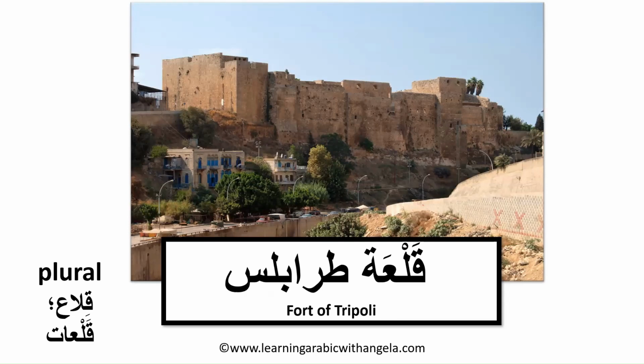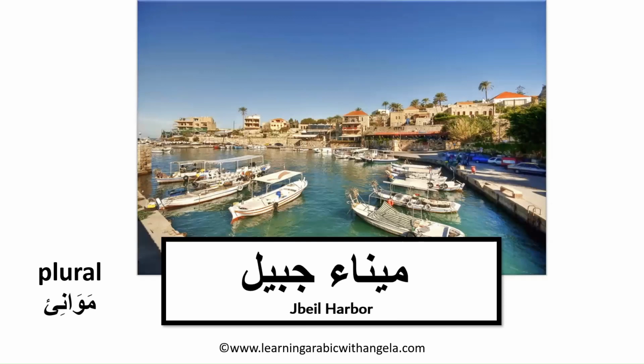A fort is قلعة. In the plural, قلاع أو قلعات. قلعة طرابلس, the fort of Tripoli in Lebanon. ميناء is a harbor or a port. The plural is موانئ. And over here, ميناء جبيل. Jbeil harbor. And again, that's a famous city in Lebanon.